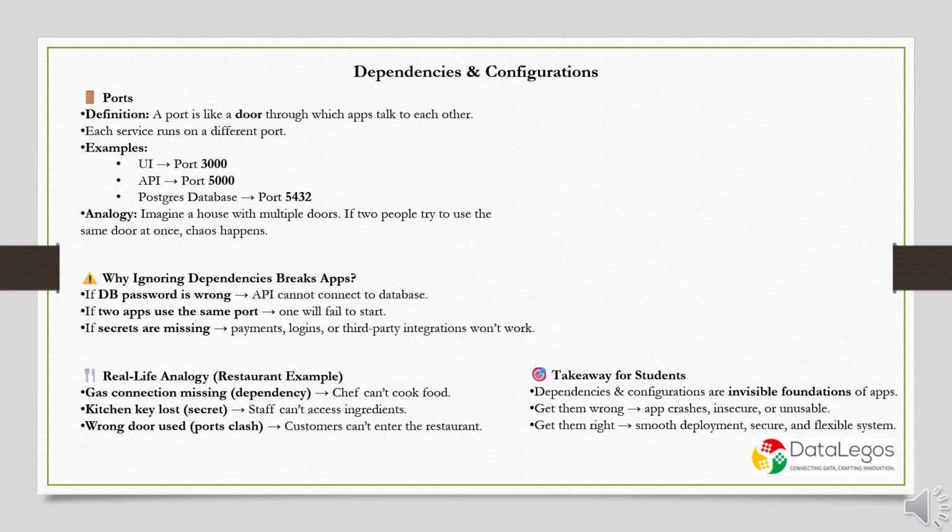So here's the main takeaway. Dependencies and configurations are the invisible foundations of apps. Get them wrong, the app crashes, becomes insecure, or unusable. Get them right, the system runs smoothly, securely, and flexibly. As students entering the tech world, always pay attention to these details, they matter more than you think.